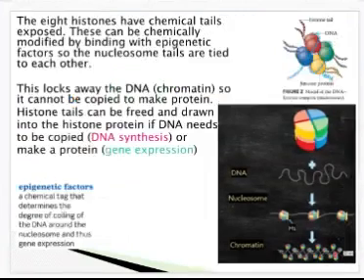Okay. So here's a little bit of a closer look at that. Those 8 histones have chemical tails exposed, which can be chemically modified by binding with epigenetic factors. This locks away the DNA so it can't be copied to make a protein, or they can be freed and drawn into the histone protein if DNA needs to be copied or to make a protein. So there's 2 ways it can go, and the histones help with that.